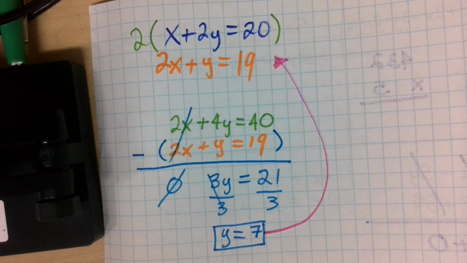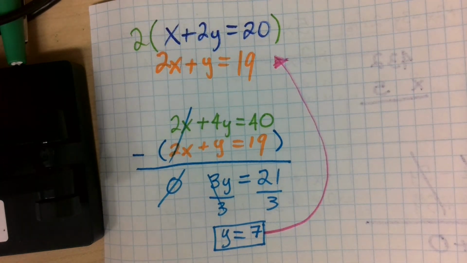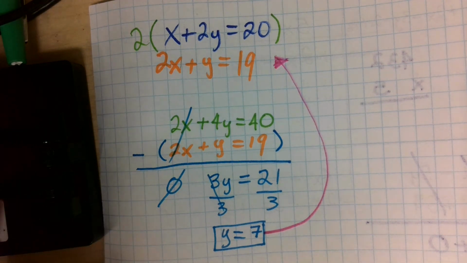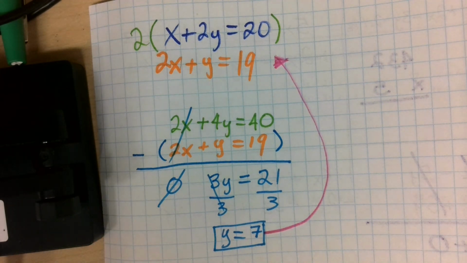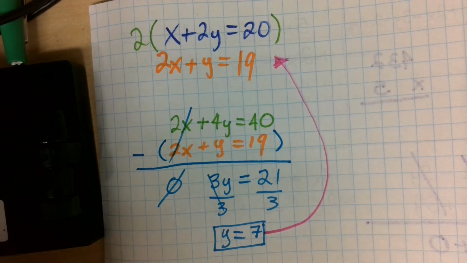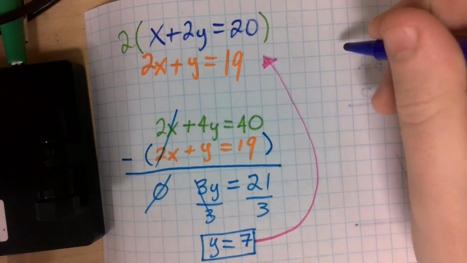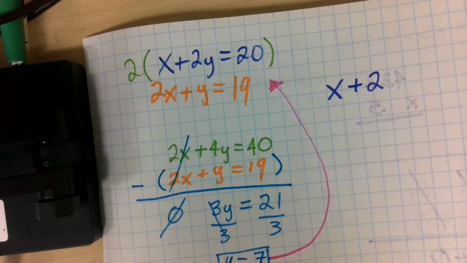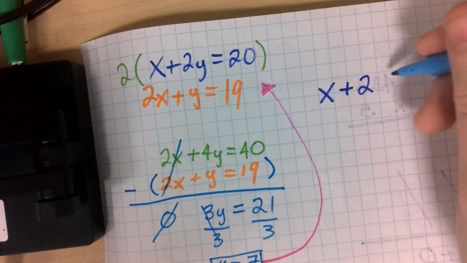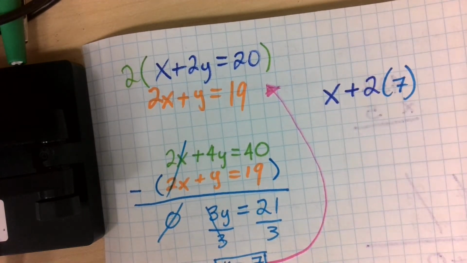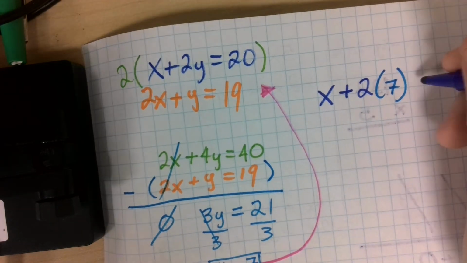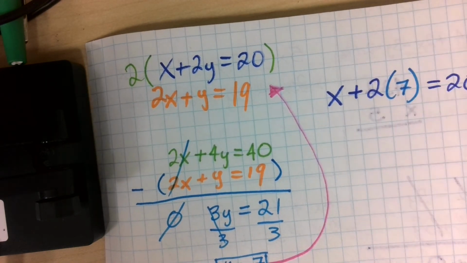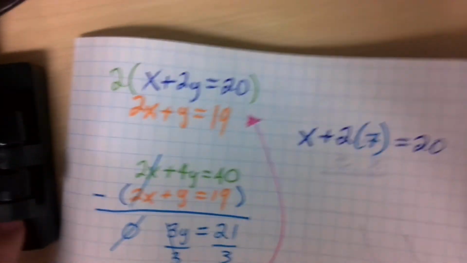I'm thinking, let's plug it into the top one. Why not? We could plug it into the bottom one, but I'm going to plug it into the top equation. When I do so, the top equation becomes x plus 2 times our y value, 7, equals 20. Let me move my camera. There we go.